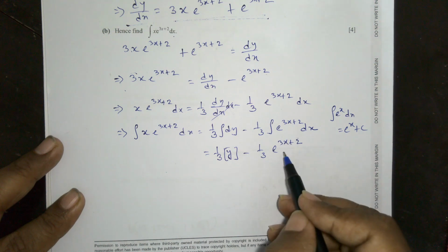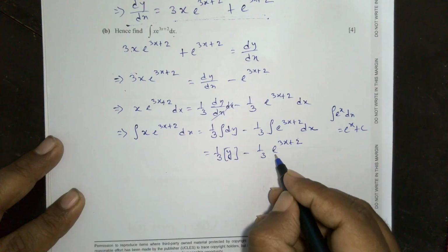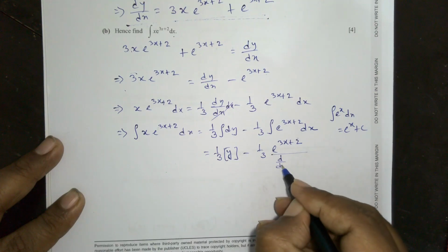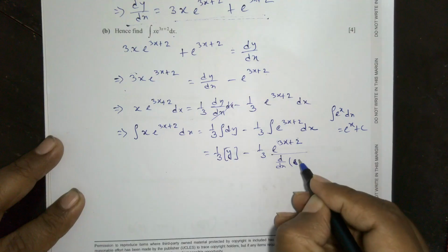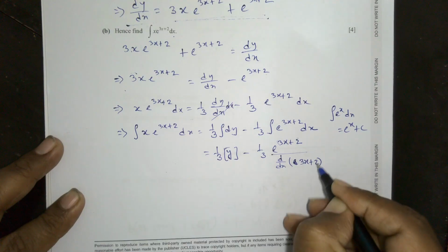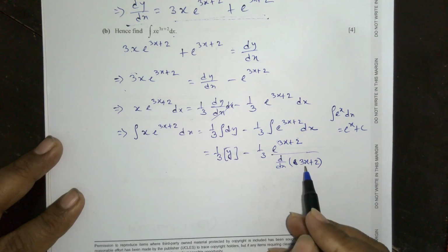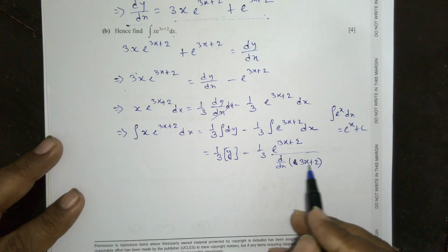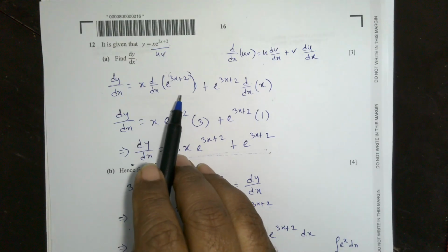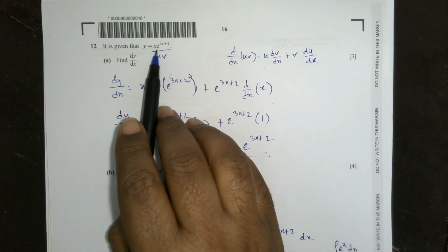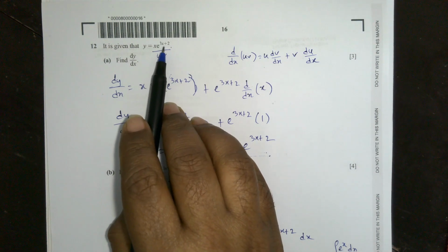So what we have to do is divide by the differentiation of the power of e, that is, of this function 3x plus 2. What will we have? The 3 here, 3 from the denominator. Did you get it? And here we wrote y, but what was y given? y was x times e to the power 3x plus 2.